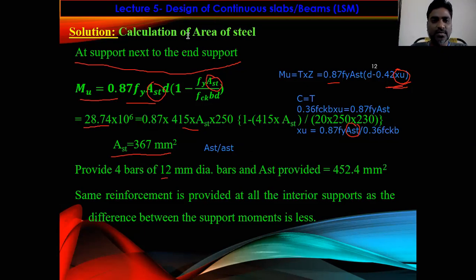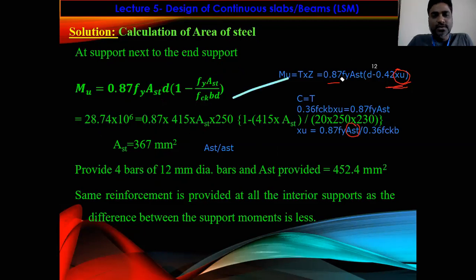So I can provide 4 bars of 12 mm diameter as the tension reinforcement at the support next to the end support. These are the number of bars of the tension reinforcement provided at the support next to the end support.